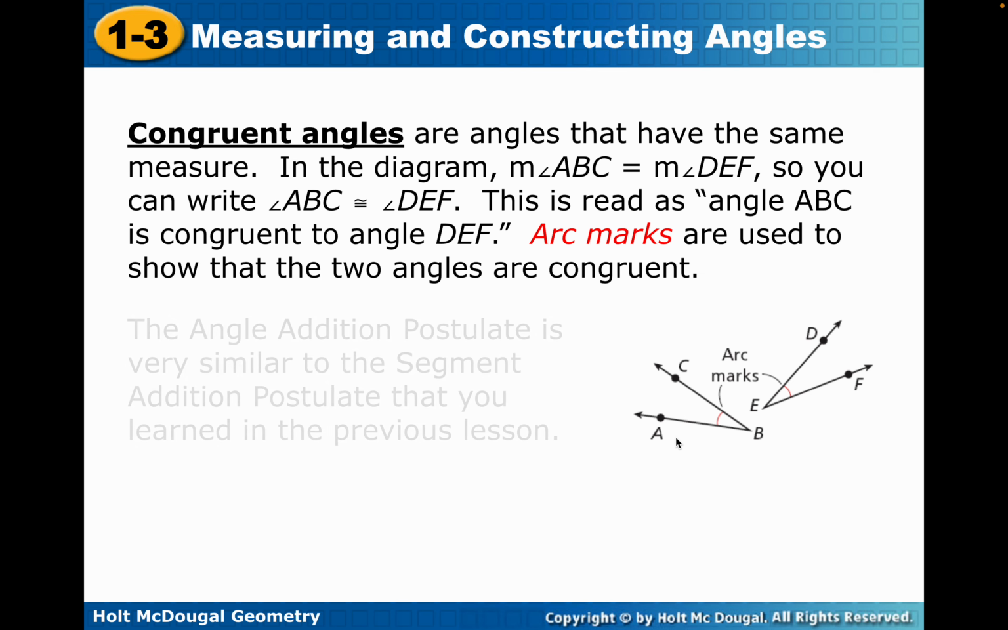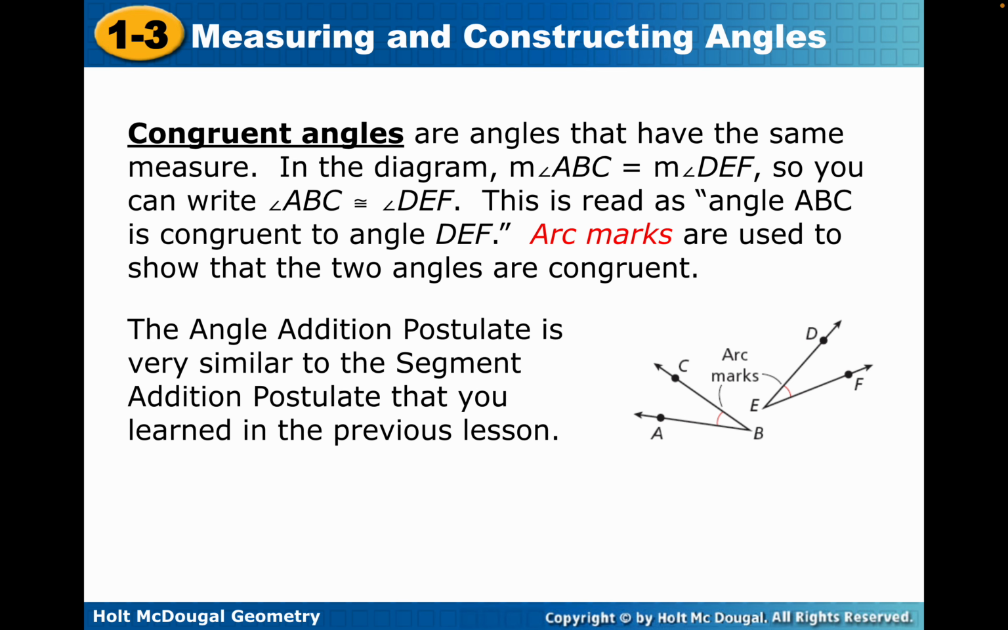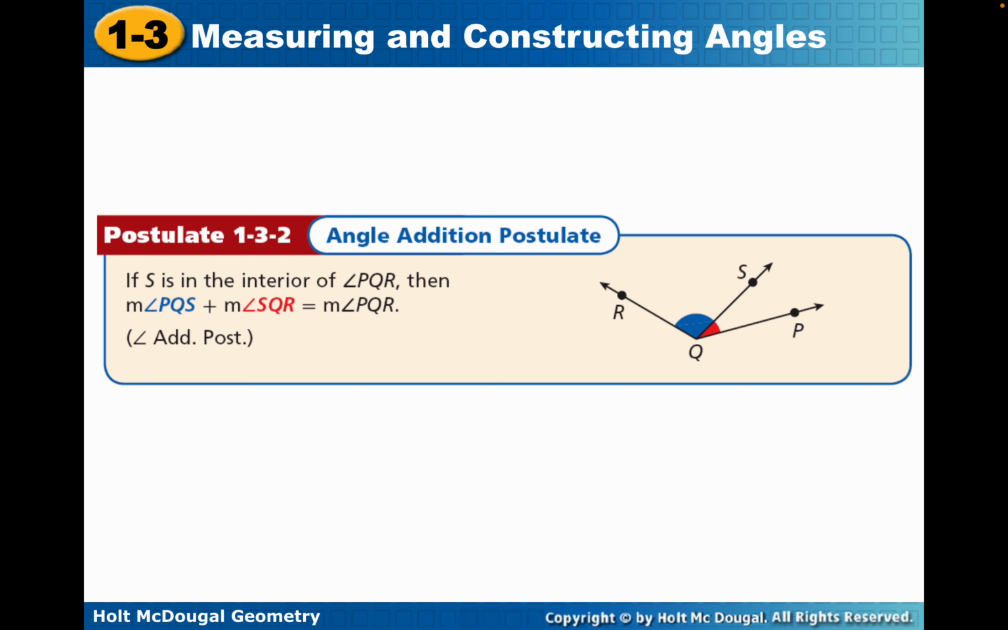So we're going to go ahead and look at the angle addition postulate, which is very similar again to that segment addition postulate, but this time it's going to include angles. So this is saying if S is in the interior of angle PQR, then the measure of angle PQS plus the measure of angle SQR equals the measure of angle PQR.